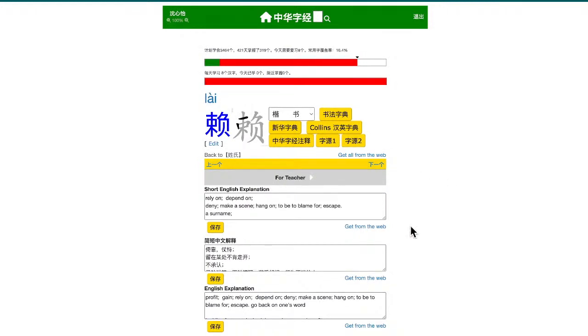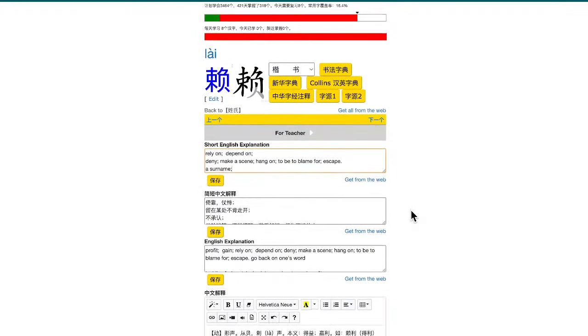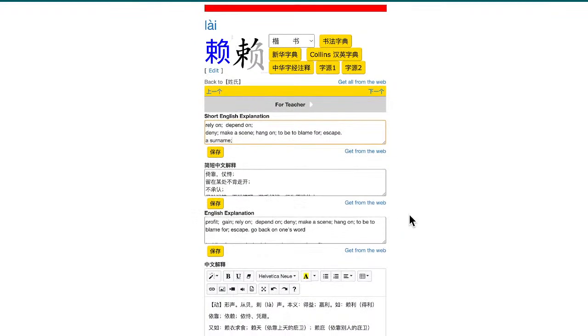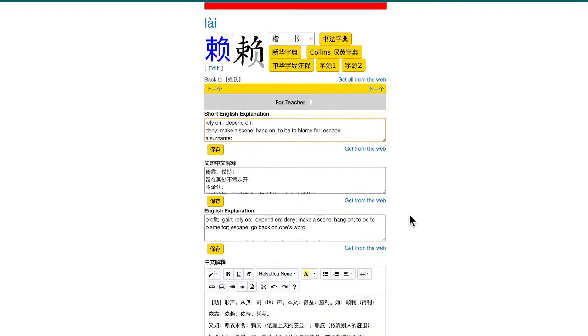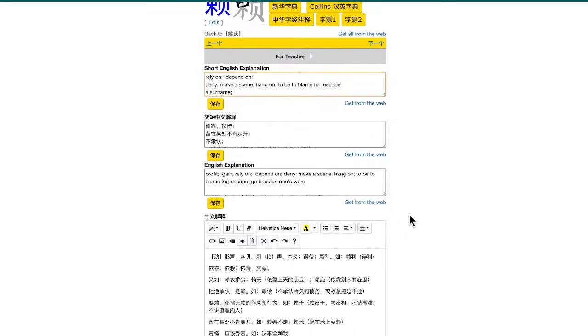Next one is Lai. Apart from being a surname, it also means rely on or depend on. Okay, rely on, depend on. Like for example, 依赖, 依赖. But the second meaning is deny. Okay, make a scene or hang on, or to blame for. Escape. Okay, that kind of meaning.